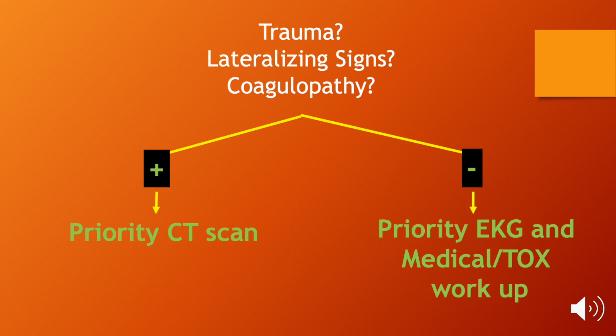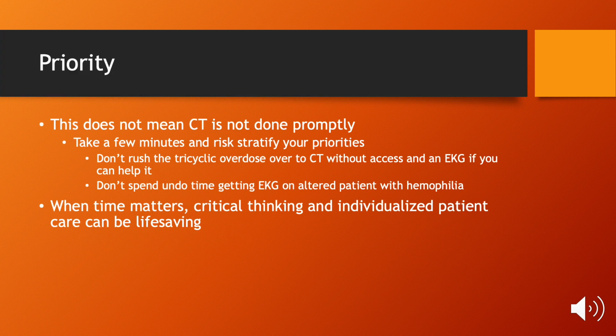If they don't have these three things, then there's a real possibility that the patient has a medical or toxicologic problem that's causing their mental status change. The priority in those cases is EKG and a medical or tox workup. Now, that's not to say that the CT is not done promptly. All I'm saying is if they don't have lateralizing signs, evidence of trauma, or clear coagulopathy, you don't need to immediately send them to the scanner.